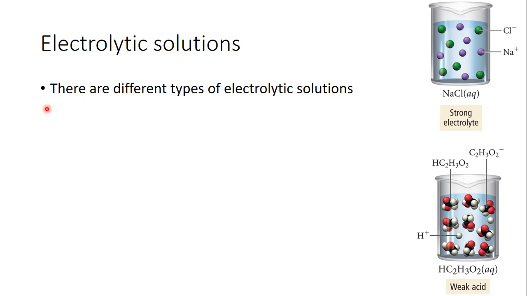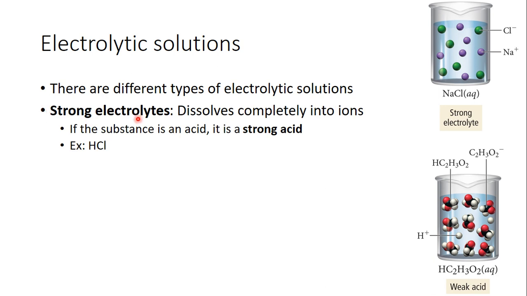So for electrolytic solutions, we have different types. We have strong electrolytes, and we'll talk more about this when we cover acids and bases later on in the course. But these strong electrolytes dissolve completely into ions. So with sodium and chloride, you will not have any salt crystals left over. It'll all be separated sodium and chloride ions. So this is a strong electrolyte. It makes a lot of electricity when you put a current through water.